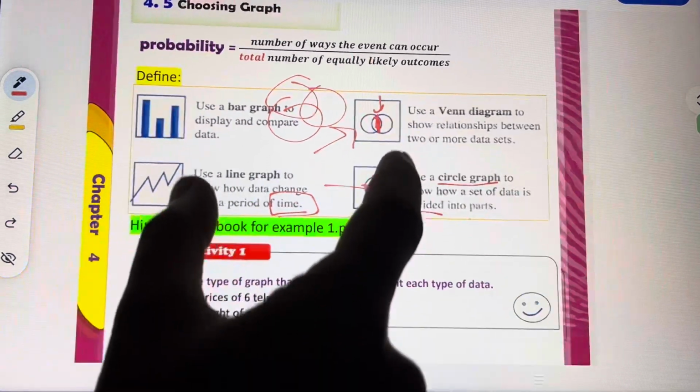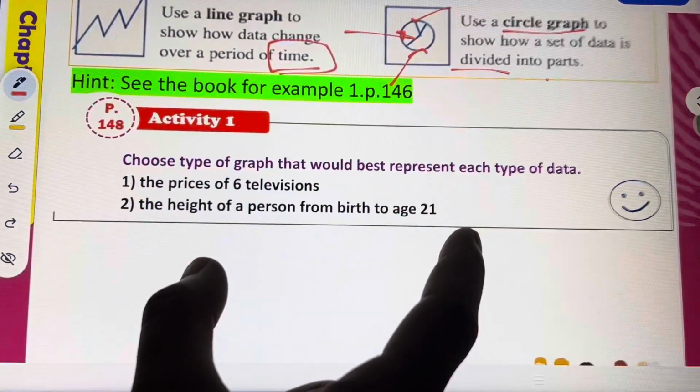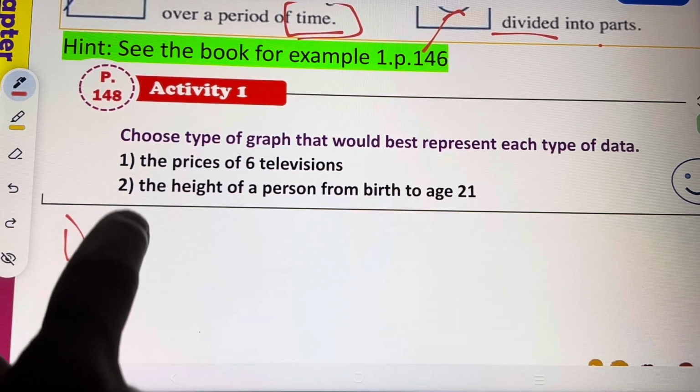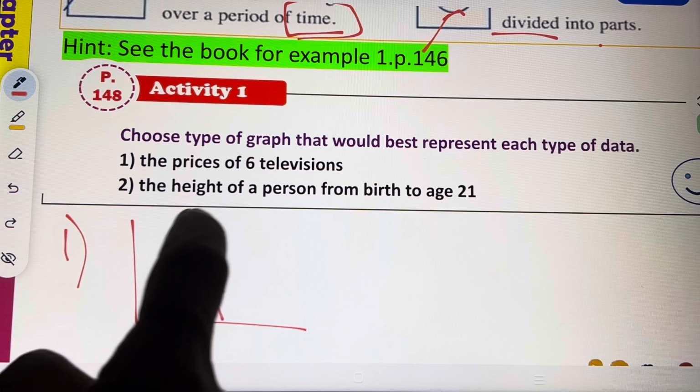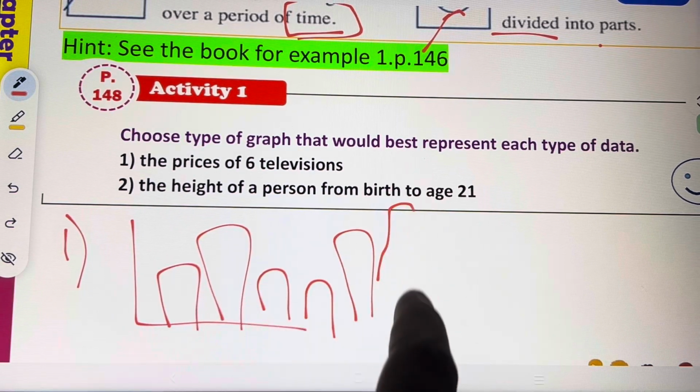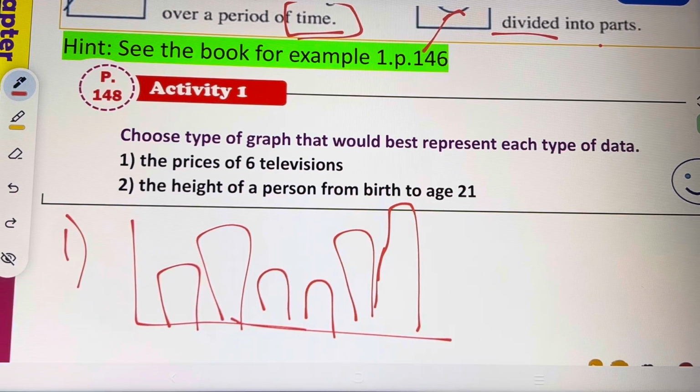All right, let's solve one of the activities. The first question says, choose the type of graph that would best represent each type of data. So the price of 6 televisions. Number one, I've got 6 televisions: 1, 2, 3, 4, 5, and 6. So for the price of 6 televisions, I can say I'm going to use what? I'm going to use a bar graph.